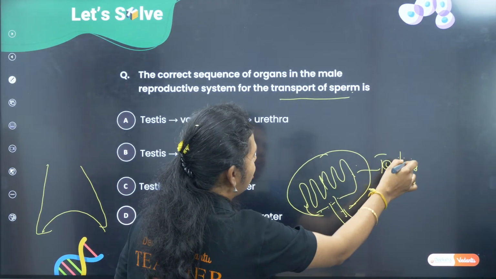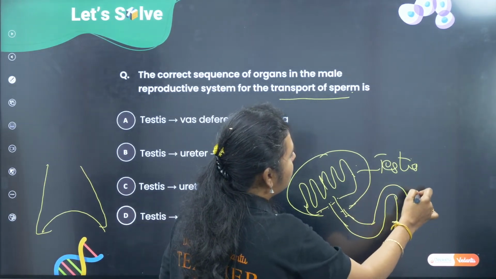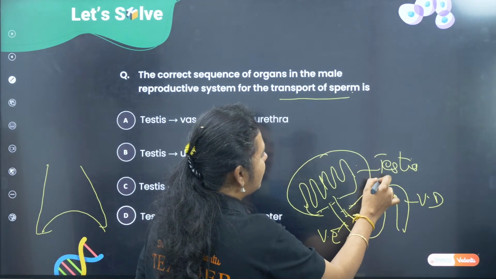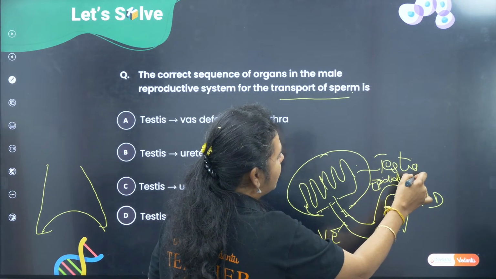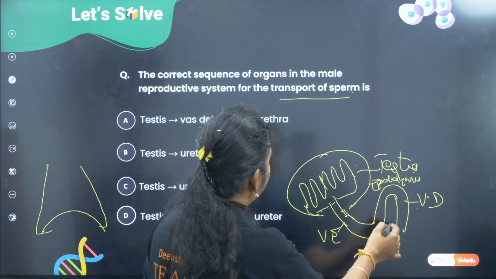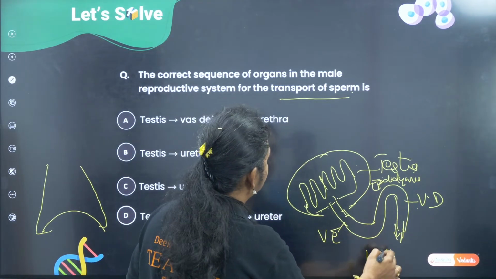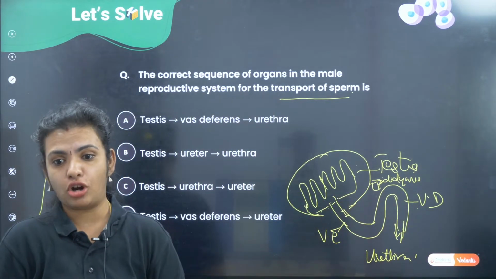So, from here it is going to go through vas efferentia, epididymis, then we have the vas deferens. So, here vas efferentia, this is the epididymis where sperms are stored, and here is the vas deferens, then it goes to the sperm duct which is urethra, and then the urethral meatus and it is thrown out.